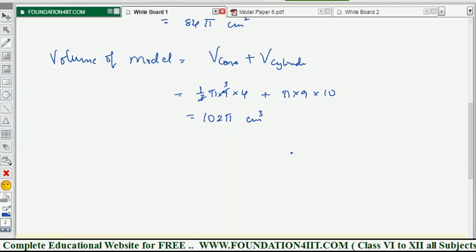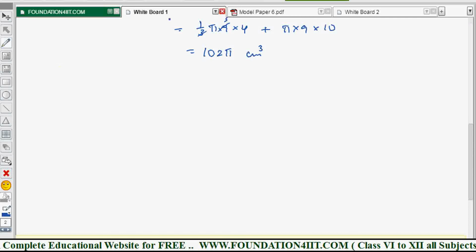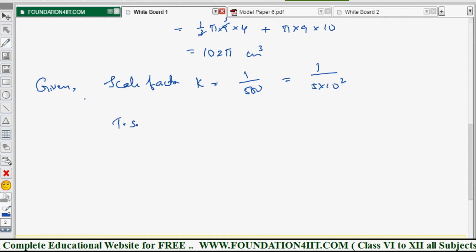Now we need to find out the scale factor. Let's take the given scale factor and find out what is asked. The scale factor k equals 1 is to 500. So 1 by 500, simplify: 1 by 5 into 10 square you can write. Then the total surface area of the model. Because it is area, we need to apply k square. So k square into actual TSA, the actual total surface area.